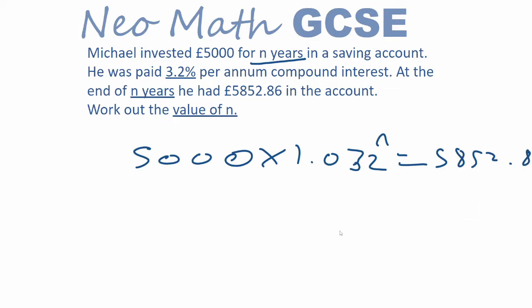is equal to 5,852.86. And to work that out, we're going to start off with 2 years here. So 5,000 times 1.032 to the power of 2. And that's not it. It's too small of a value. We'll skip to 4. Still too small a value. So we'll try 5 years. And yep, it's 5 years. If you've done that on your calculator, you'll see. So that means n is equal to 5.